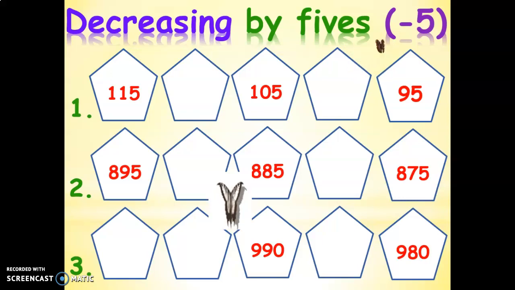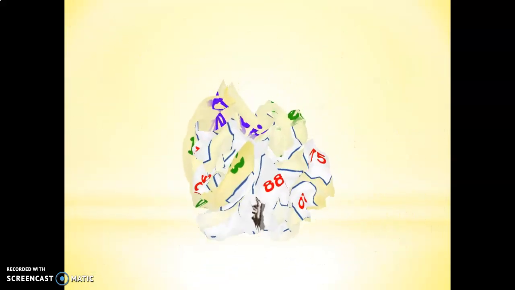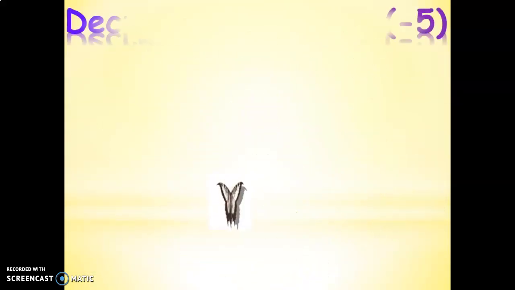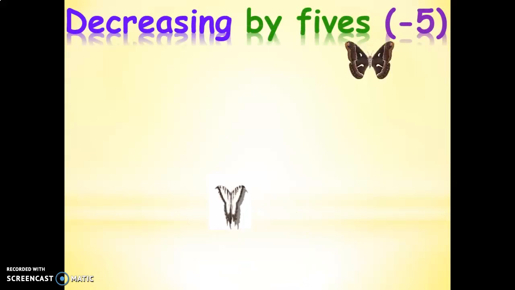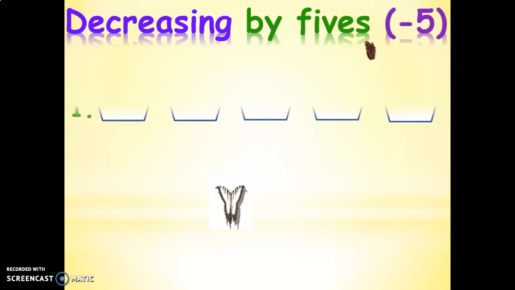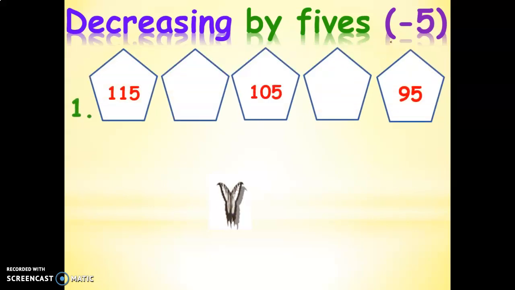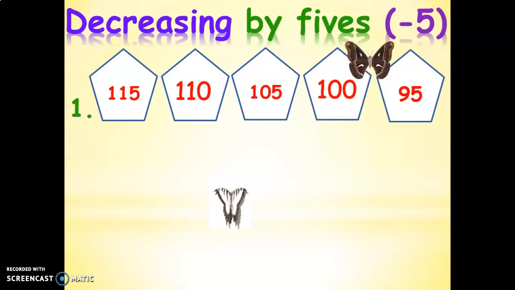If you are ready, you can now see the correct answers. So for decreasing by 5s, minus 5, or find the number that is 5 less than the number before it. For number 1, we have 115. Minus 5 is now 110. Minus 5 is now 105. Minus 5 again is 100. And the last number should be 95.